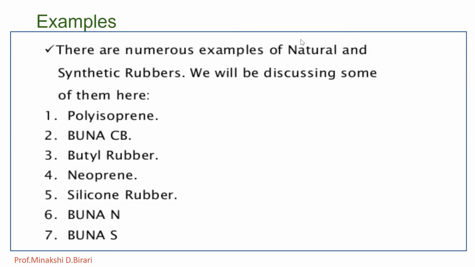There are numerous examples of natural and synthetic rubbers. We will be discussing some of them here: polyisoprene, Buna-CB, butyl rubber, neoprene, silicone rubber, Buna-N, Buna-S. So in today's lecture we will study the important synthetic rubbers like Buna-N, polyvinyl chloride and Teflon. Let us see first of all Buna-N.